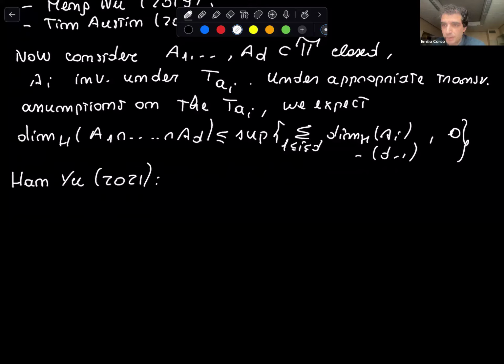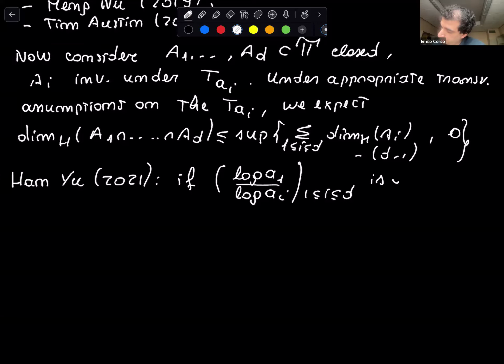So his transversality condition is the following. If the ratios log of A1 divided by log of AI form a linearly independent family over Q. Of course, for d equal to 2, that's precisely saying that A1 and A2 are not commensurable, but multiplicatively independent. But in general, that's the condition that he needs, a linearly independent family over Q.